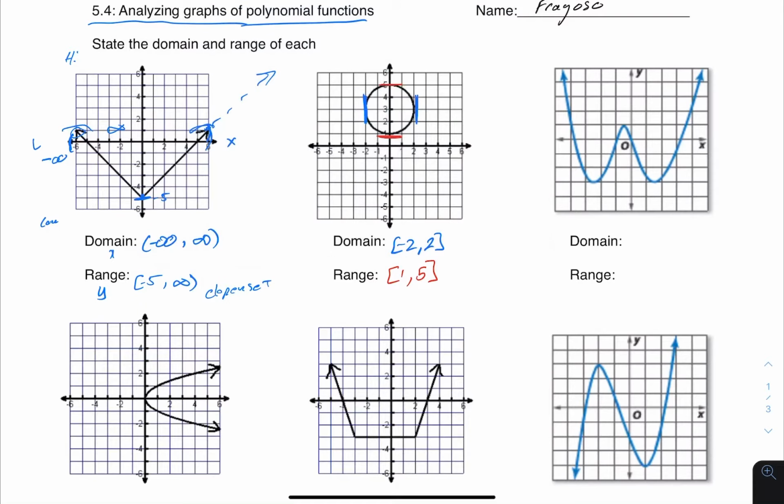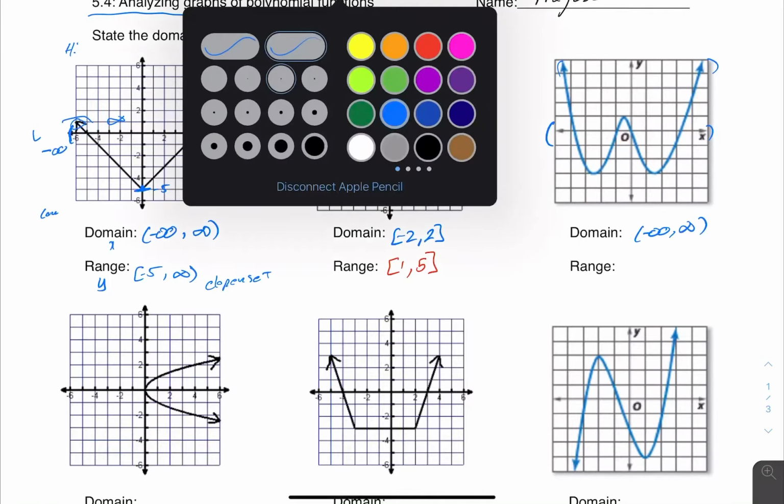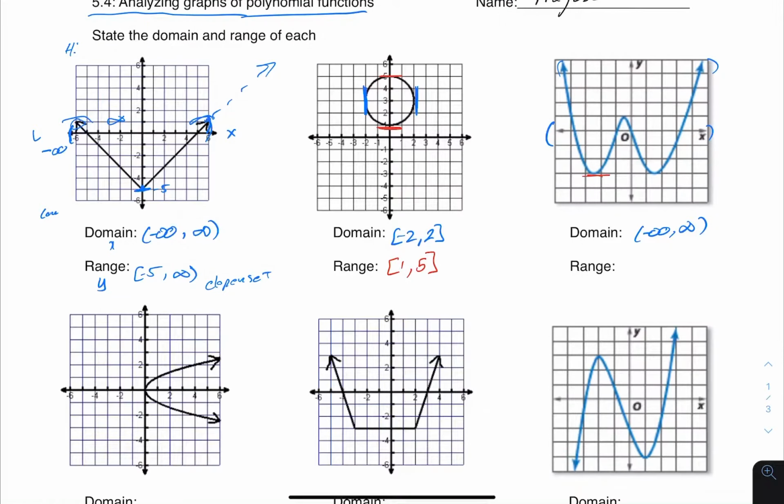Next one, domain. Well, farthest left I see is an arrow. Farthest right I see is an arrow. So negative infinity, positive infinity. Range, lowest I see is what? 1, 2, 3. -3 it looks like. And the highest I see is an arrow. So infinity.